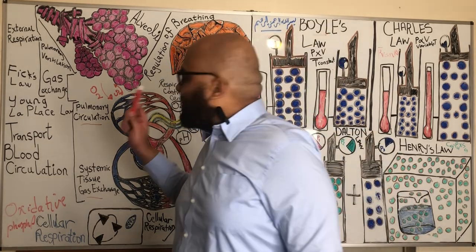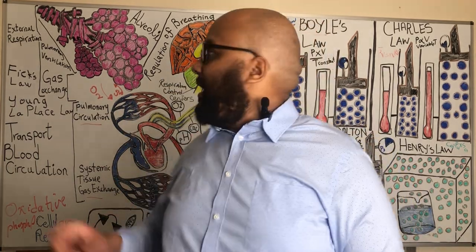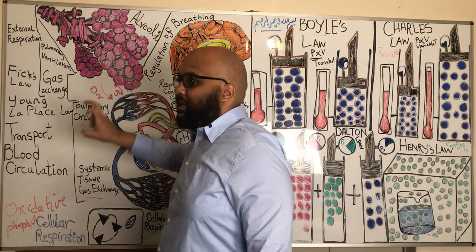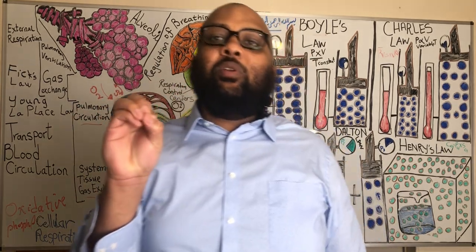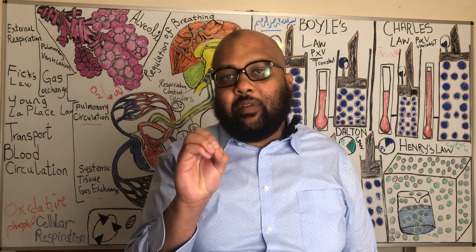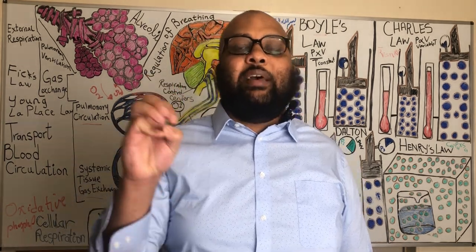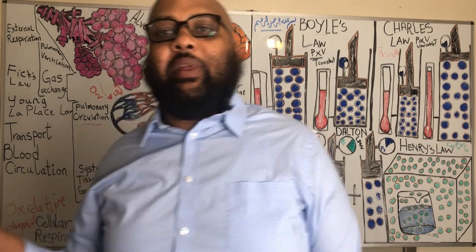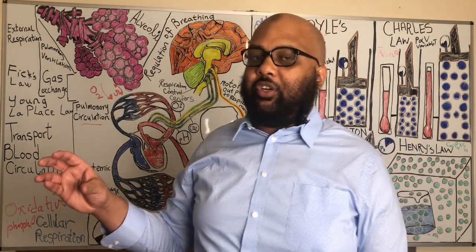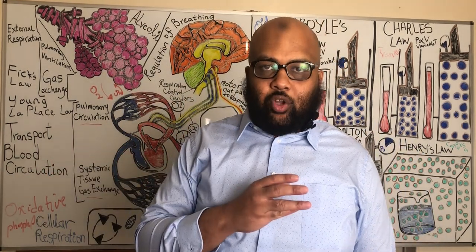So what Young-Laplace law says is that these alveoli, they're not the same size. Some alveoli are smaller than the other. So the smaller the alveoli, meaning the smaller the volume, that means the pressure is higher. So that means air would flow from an area of a higher pressure to an area of a lower pressure.